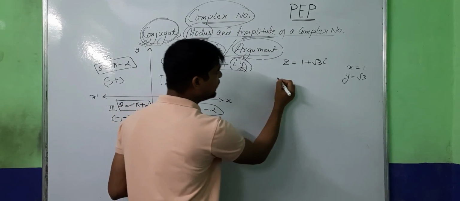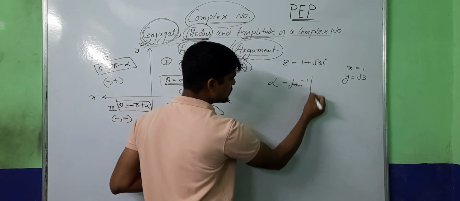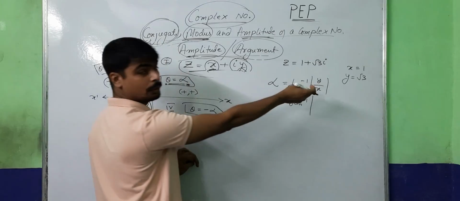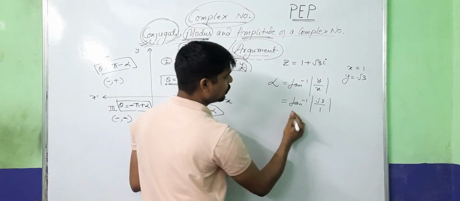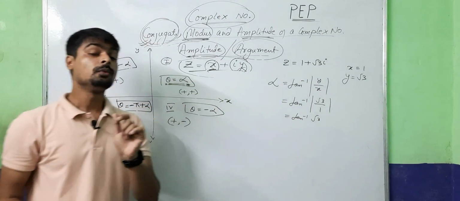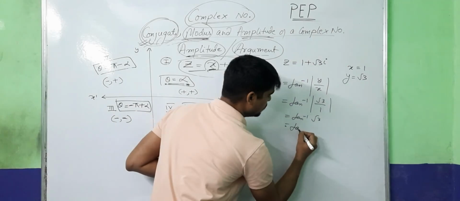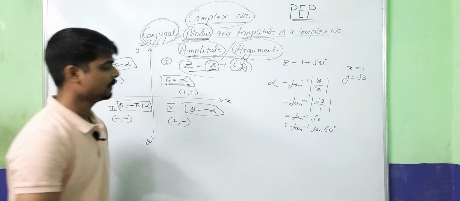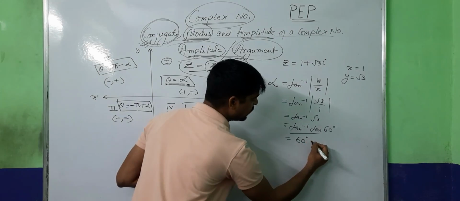First of all, we have to find alpha. How to find alpha? Alpha is equal to tan inverse mod Y by X. Y is root 3, X is 1, so root 3 by 1 you will get root 3. In what degree of tan will you get root 3? Tan 60 degree. Here tan inverse and tan get eliminated. Your value will be 60 degree.